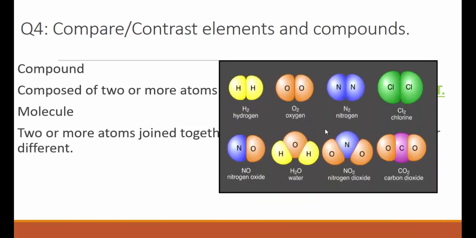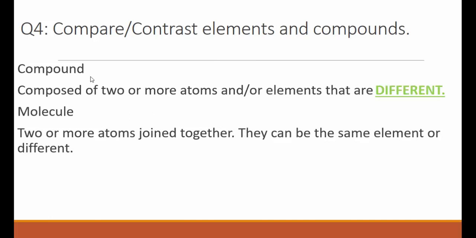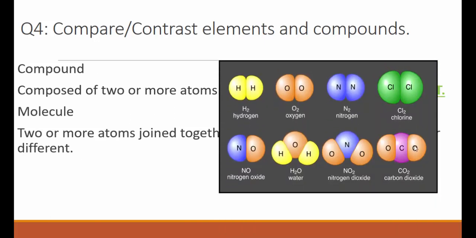So when we look at this picture, let's look for the compounds first, because that's the first word we had. And we're looking for the atoms or elements that are different. Well, here I have H's. They're the same letter. Here I have O's. They're the same letter. Here I have N's. They're the same letter. Here I have Cl. They're the same letter. So the compounds down here, I have 1, 2, 3, 4. N and O, not the same letter, 2 different atoms joined together.